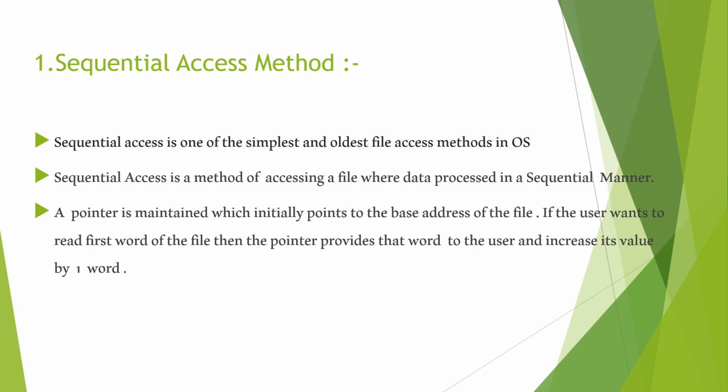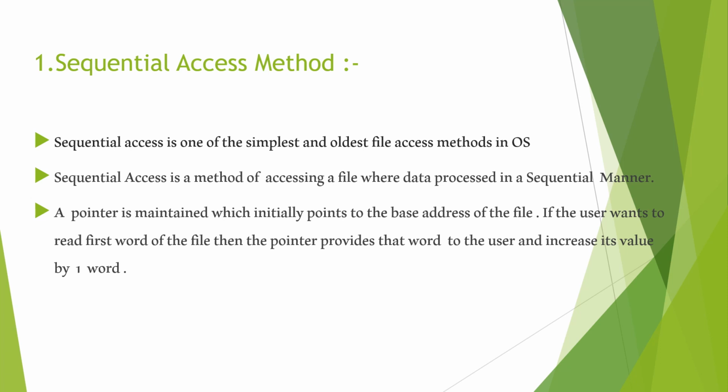Sequential access is one of the simplest and oldest file access methods in the OS. Compared to the direct access and indexed access methods, sequential access is easy to implement. Sequential access is a method of accessing a file where data is processed in a sequential manner, meaning we access the data in a linear order. A pointer is maintained which initially points to the base address of the file. If the user wants to read the first word of the file, the pointer provides that word to the user and increases its value by one word.